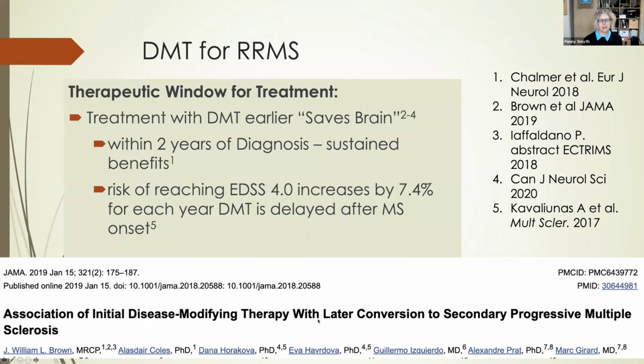And this is very exciting. We haven't really been able to show that before, because remember that most of the aggressive or effective DMTs that we've developed have really occurred after 2011. So how do we show impact on a lifetime course of disease when we've only been using these therapies for a few years?